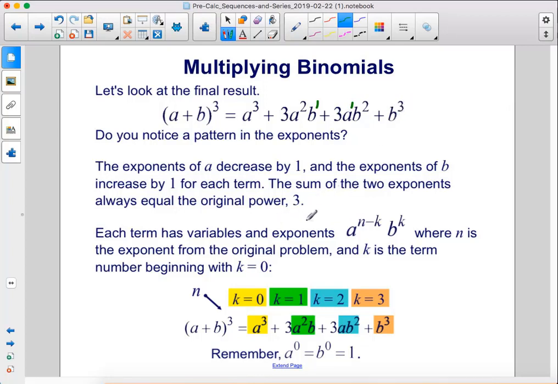Each term has variables and exponents, a to the n minus k times b to the k, where n is the exponent from the original problem, and k is the term number beginning with k equals 0. So here, k starts at 0, so our first term is a to the n minus 0, so a to the third. Here we have a k value of 1, so that gives us a to the 3 minus 1, which is 2, times b to the first power, because k is 1, and so on. Remember, a to the 0 equals b to the 0, which equals 1.